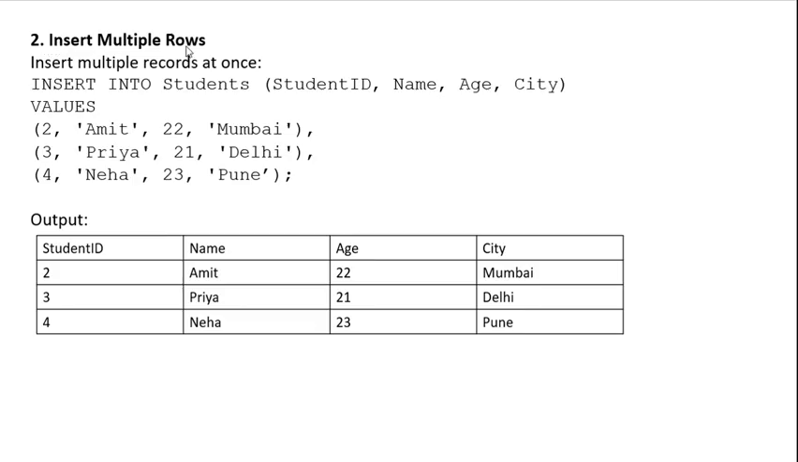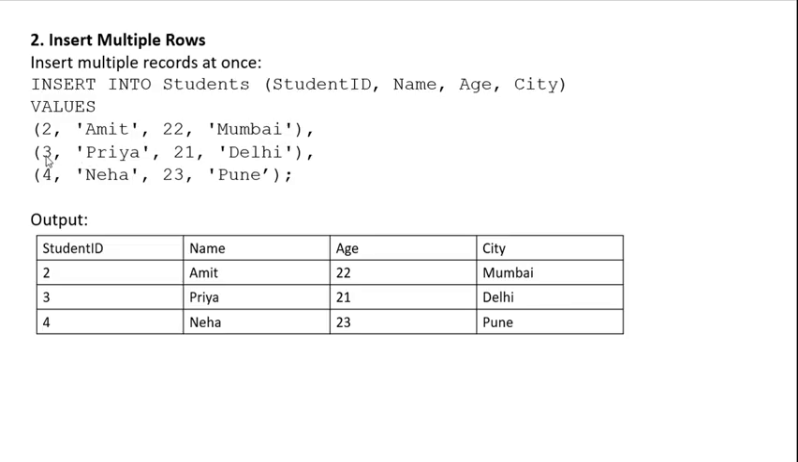Second is inserting multiple rows, that is, inserting multiple records at once. So INSERT INTO the table student, and inside the brackets the column names student_id, name, age and city, and then VALUES. Inside the brackets the student_id is 2, the name is Amit, the age is 22 and the city is Mumbai. Close the bracket and add a comma.